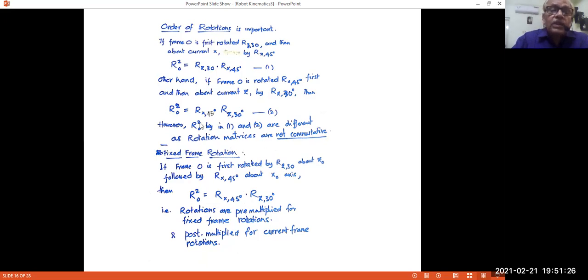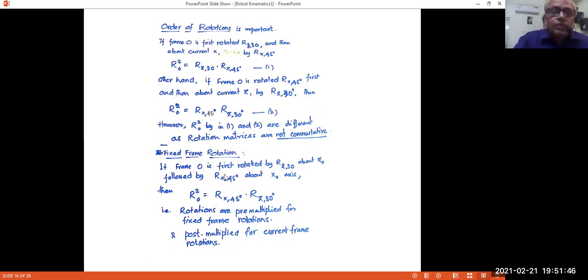Also it is important to note that this is not the same thing as this. If you change the order, though you multiplied the same matrices, but in a different order, they are not the same because the rotation matrix is not commutative. So the order of rotations is important.